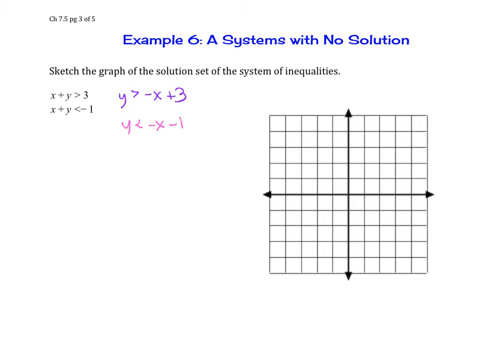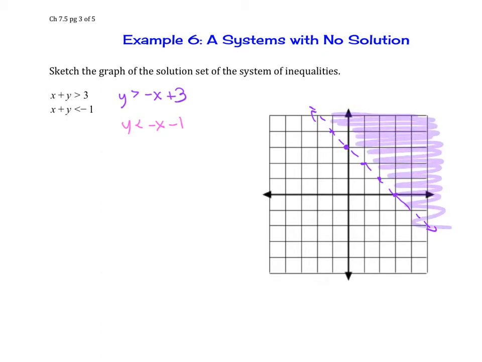So scrap the purple. That is a y-intercept of 3, a slope of -1. So right away you notice that they have the same slope. This is open circle or dashed line. Greater than, that's going to be above this line. So therefore we're going to shade over here.